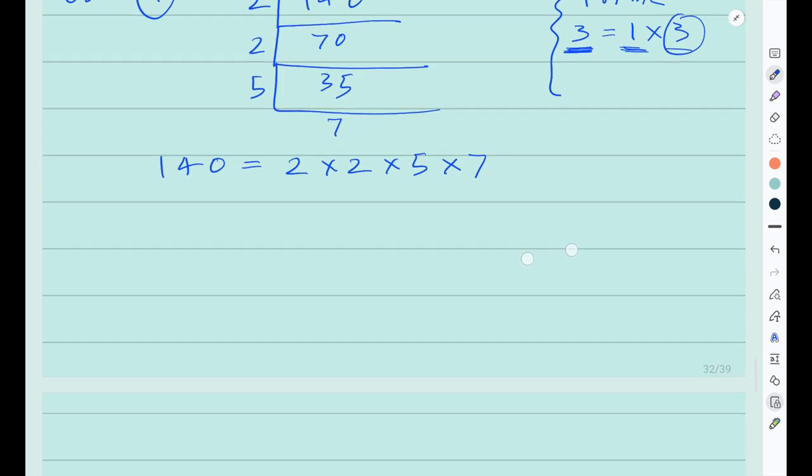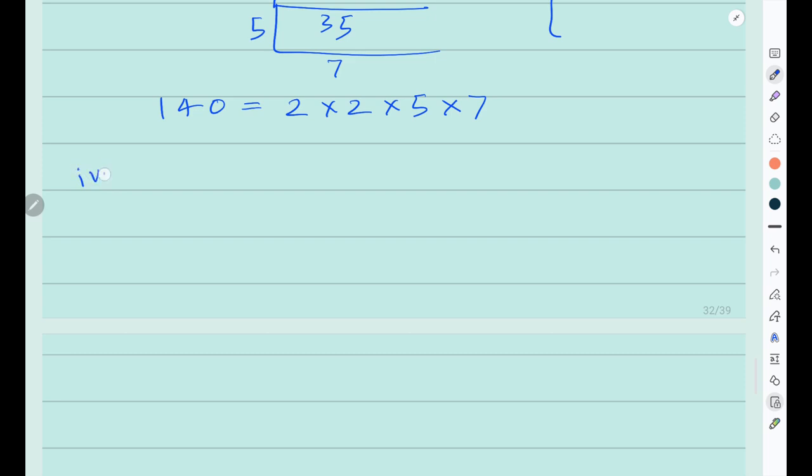Let me just take the fourth problem also. Fourth problem, we need to factorize 5005. So just like that we can obviously see that 5 is a prime number. So let us divide it by 5, and then we get 1001. So 1001. Now the challenge is, is there any number which can divide 1001?